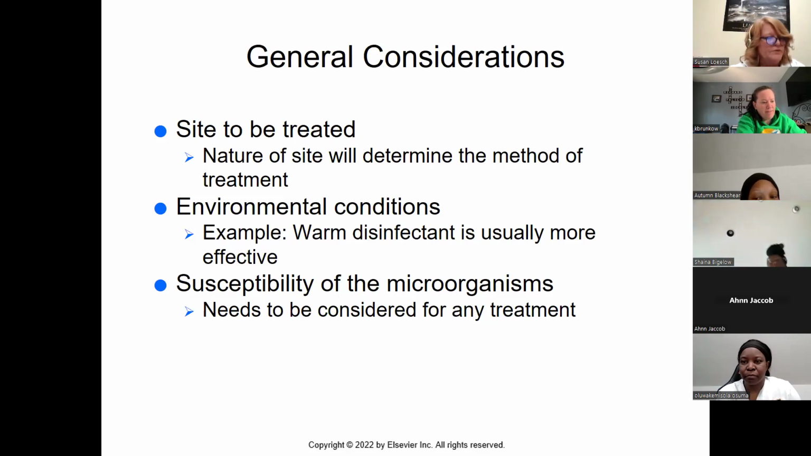Okay, so we were talking about chemical agents, and what I said about chemical agents is they help reduce or inhibit the growth. You can't completely eliminate it, and the reason why is because we need a process known as sterilization to completely eliminate the growth.